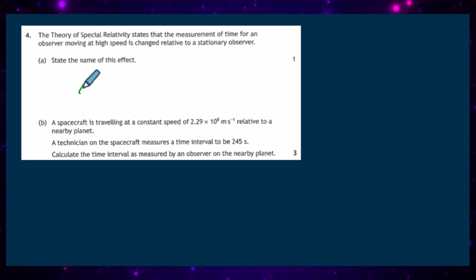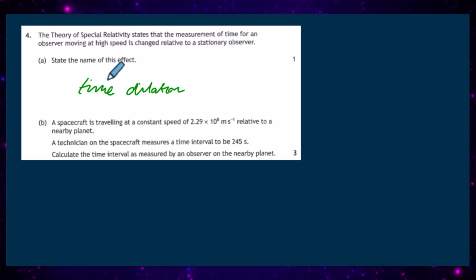And the name of the effect is going to be just simply time dilation. So we'll mark that in, and that will give us our 1 mark. The word dilation means almost expand. Think of the fact that when your eye goes into darkness, the pupil dilates, it gets larger. So what we're saying here is time dilation is that the time measured by the observer is larger than the time measured by the astronaut on the spacecraft.